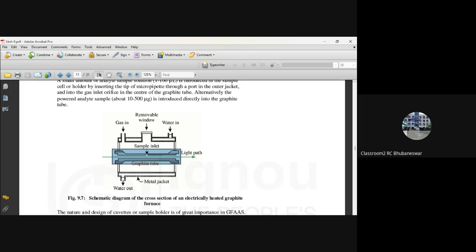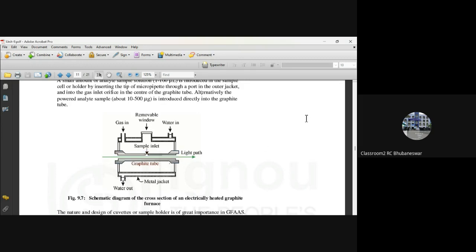You put your sample of 1 to 100 microliter in through the micropipette. Micropipette, have you seen? The glass pipettes you saw in your plus two or BSc laboratories are different. Micropipettes have small micro tips, and through that you can take a microliter sample and insert it through the sample inlet into the graphite tube, into that furnace.